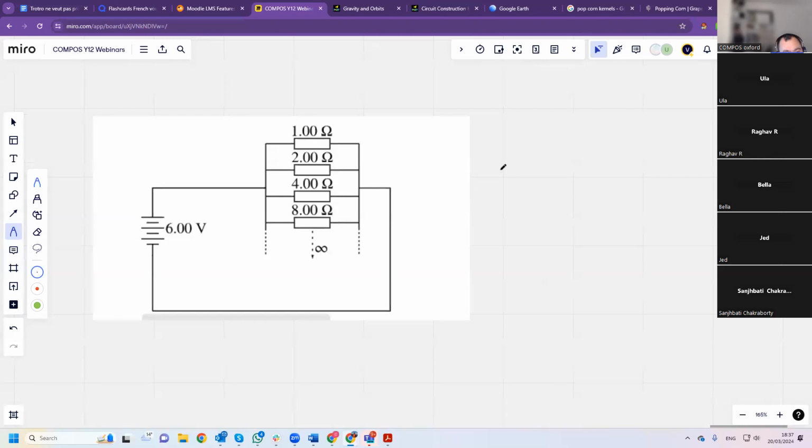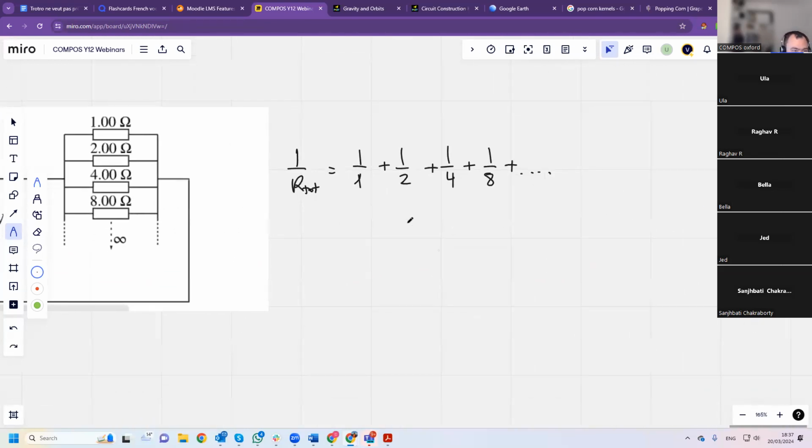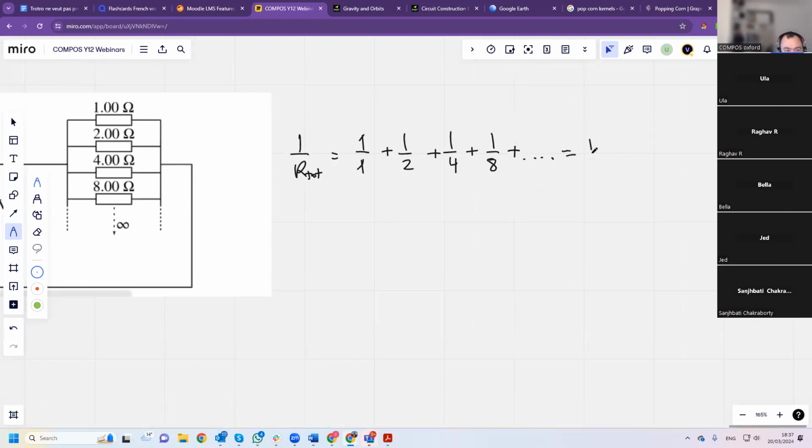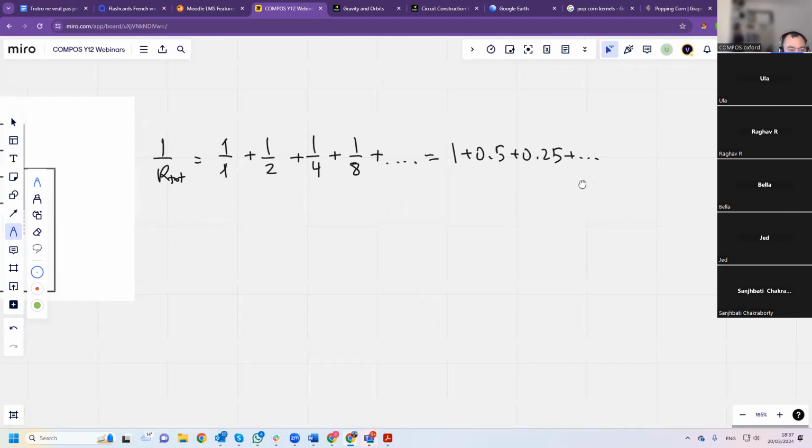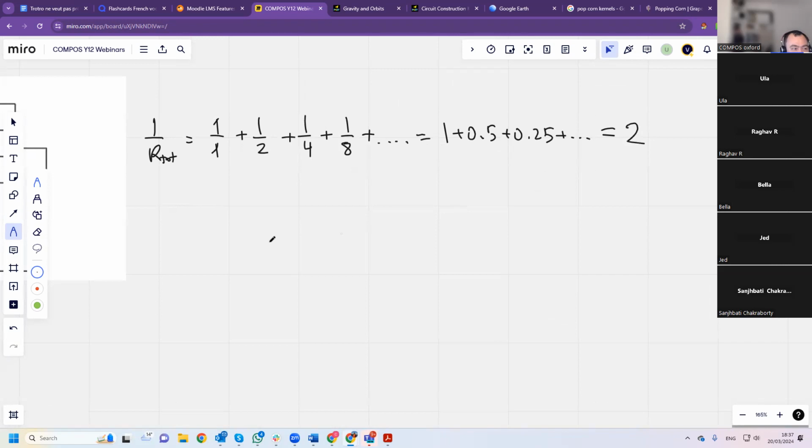So 1 over our total is 1 over 1 plus 1 over 2 plus 1 on 4 plus 1 on 8 plus etc. It's the same thing, isn't it? 1 on 1. So that is 1 plus 0.5 plus 0.25 plus etc. to infinity, and that's equal to 2. So 1 over the total resistance is 2. So total resistance is 0.5 ohms.